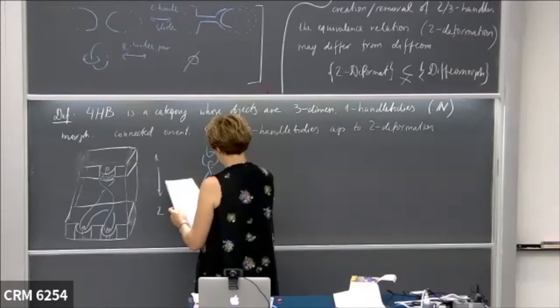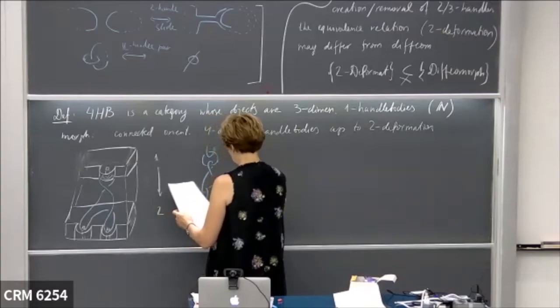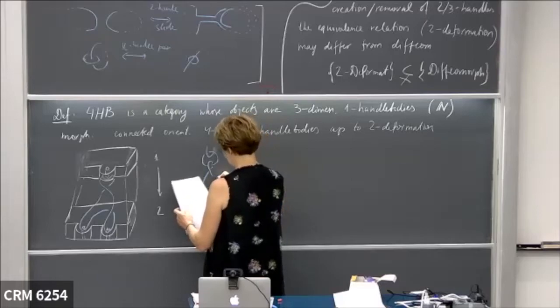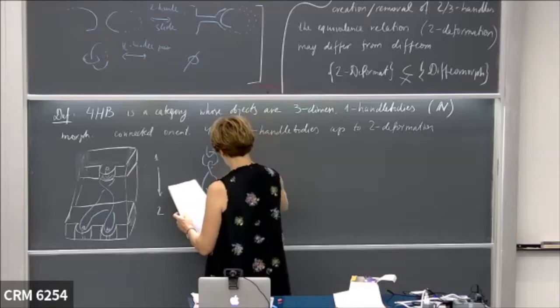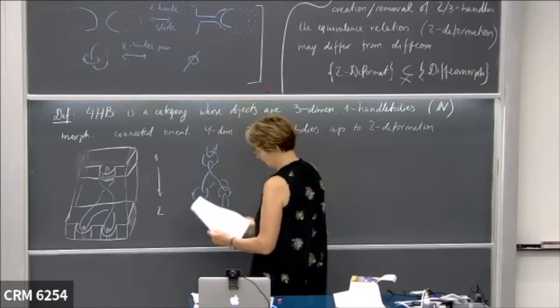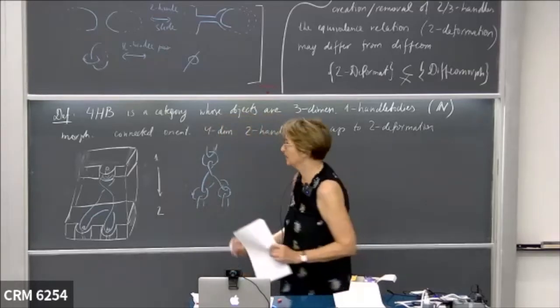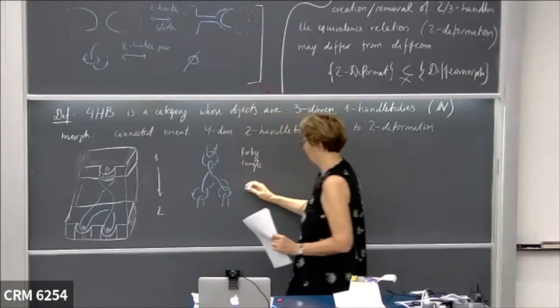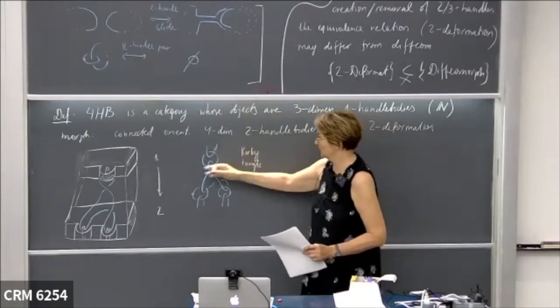this going like this, and then I will have here also one going like this, and then I will go here into this handle, not going out. So this is called a Kirby tangle, representing my morphism. So this is a one-two morphism.